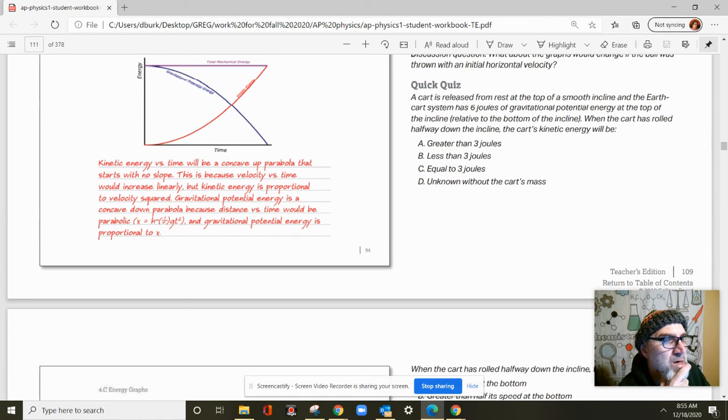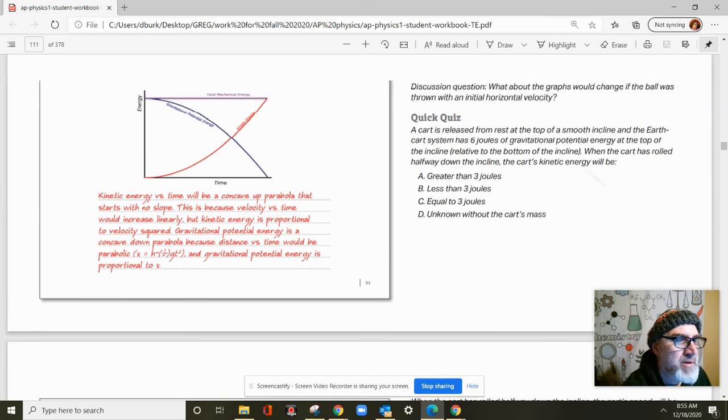Quick quiz. A cart is released from rest at the top of a smooth incline, and the Earth-cart system has 6 joules of gravitational potential energy at the top of the incline. When the cart has rolled halfway down the incline, the cart's kinetic energy will be 3 joules. All right, we have this incline.